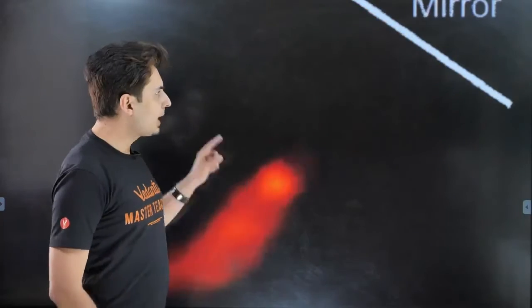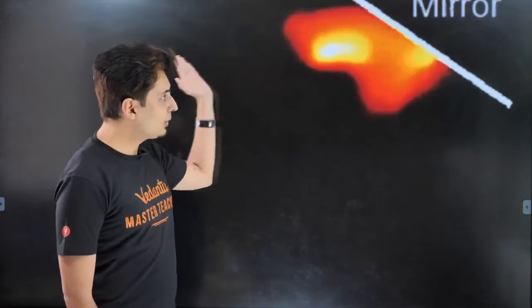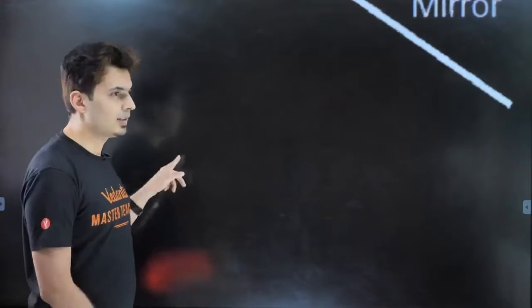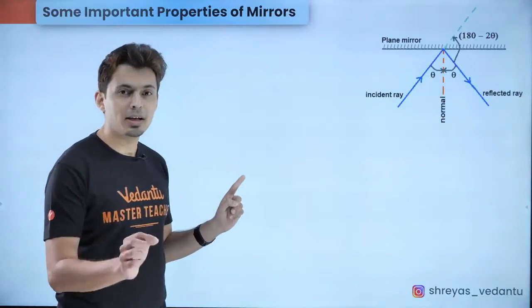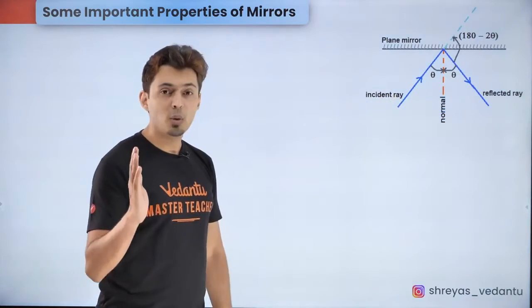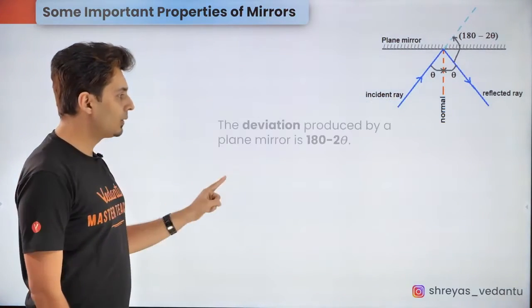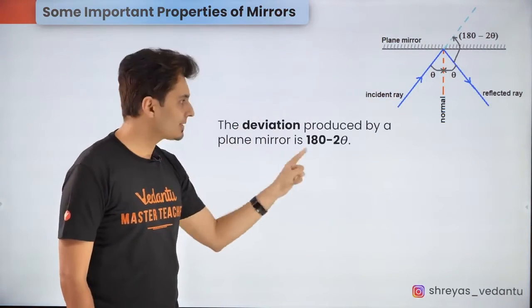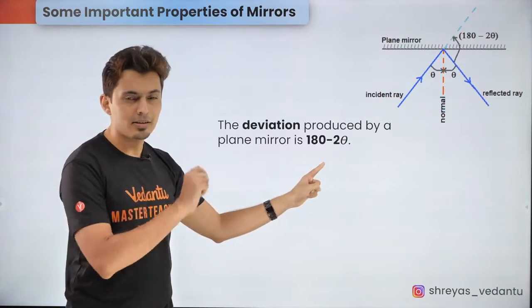If you take a mirror and place it in the path of light, then the path of light gets deflected by a certain angle. Now that certain angle is called the angle of deviation, which is the angle which the reflected ray makes with the incident ray. And that angle of deviation for a single surface is given by 180 degrees minus 2 theta.